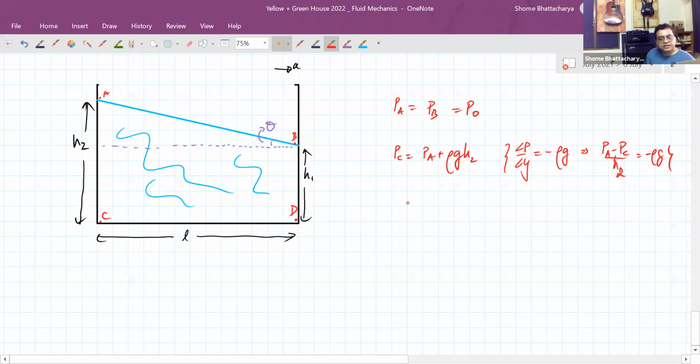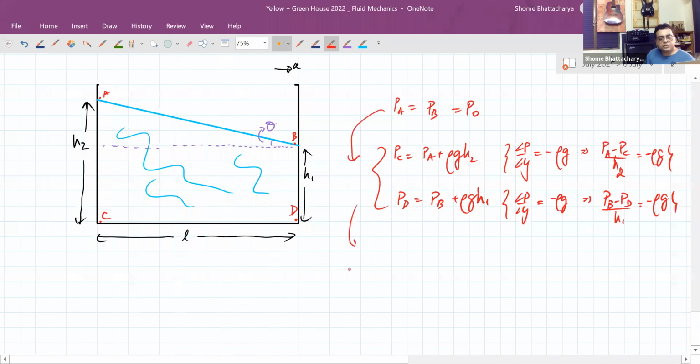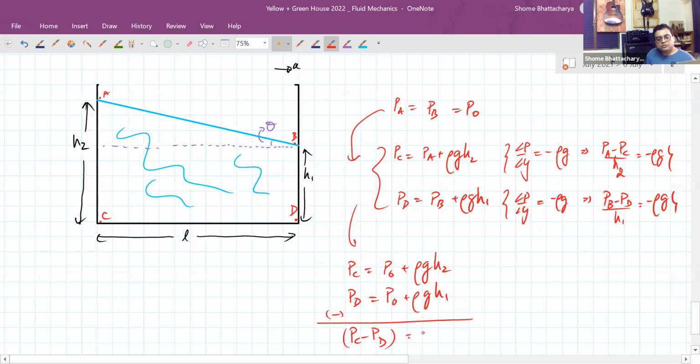Similarly, pressure at D will be equal to pressure at B plus rho G H1, because again, consider this. From this, we got this. So now substituting this information here, these two become like this, that pressure at C is atmospheric pressure plus rho G H2. Pressure at D is equal to atmospheric pressure again plus rho G H1. If we subtract these two, you can see that this pressure difference is equal to this quantity.